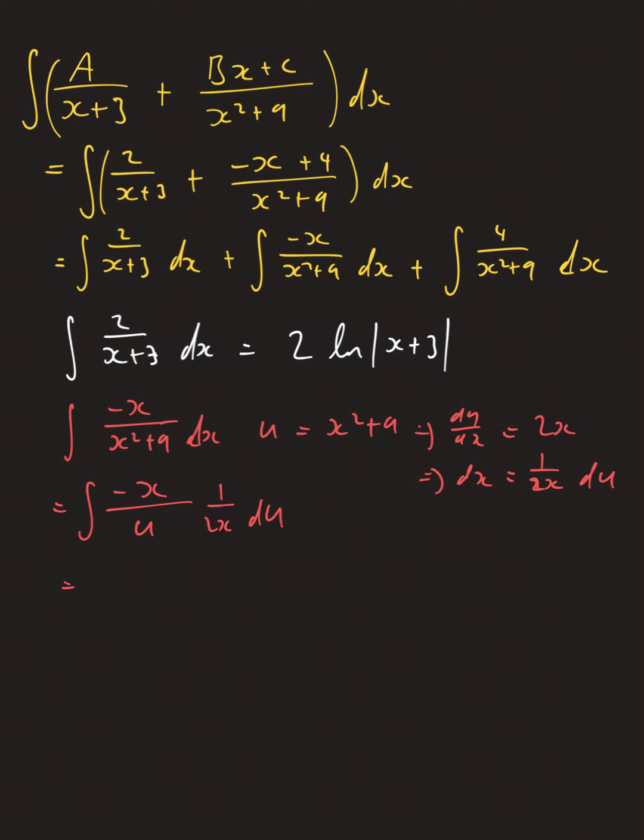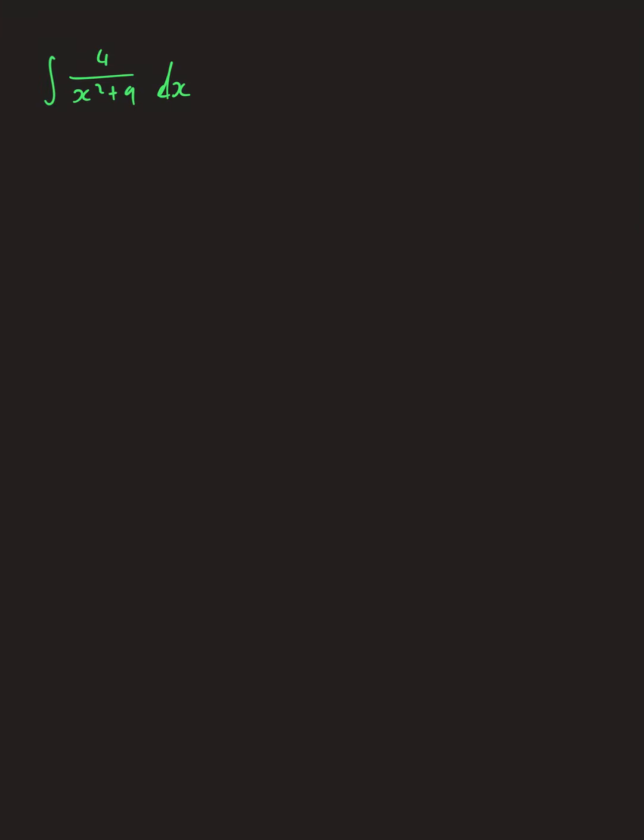So what I'm left with there is the integral of, well, minus a half times the integral of 1 over u du, which I can do. That's minus a half log absolute value of u. And when I put back in my u, I get minus a half log absolute value of x squared plus 9. The last term is the integral of 4 over x squared plus 9.